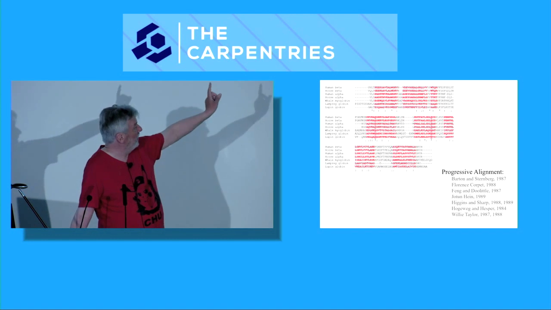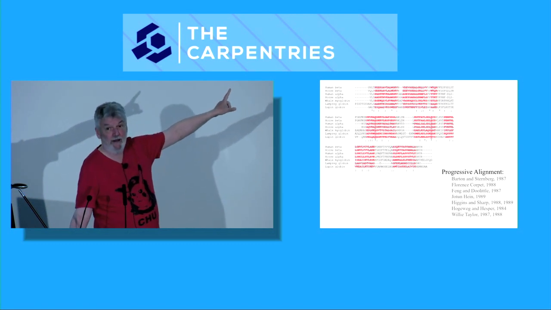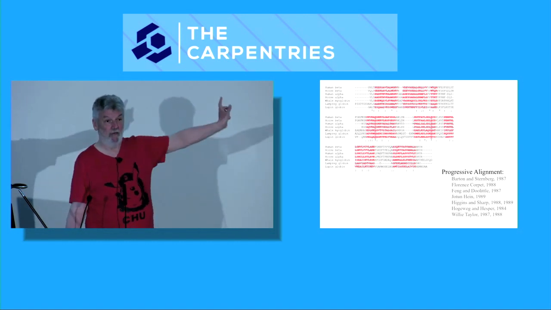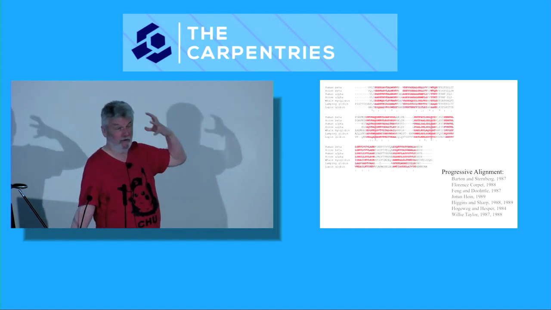I had read the Hogeweg and Hesper paper. I'd read 2 papers by Willie Taylor, and I'd read the Feng and Doolittle paper you see mentioned there, and I didn't understand any of them. I was a biologist at the time, and I reinvented this algorithm in my head one morning as I was in the shower, only to realize a month later it was just the same as what I'd been reading about, but it sort of distilled in my head.